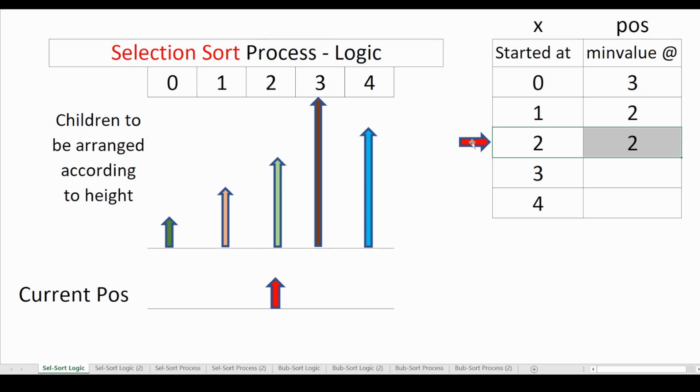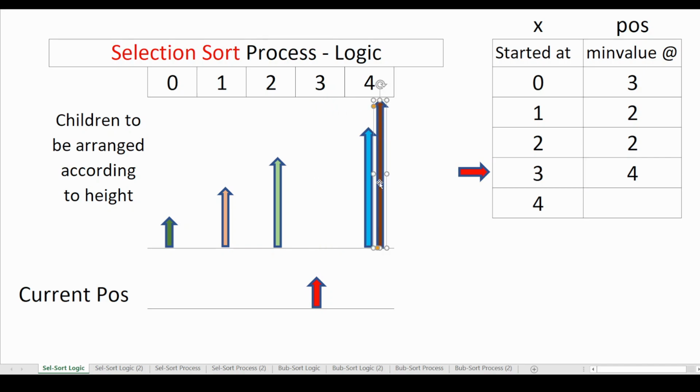So what do we do next? Next we go to position number 3. I stand beside child number 3, and try to figure out, starting from 3 till the end, where the shortest child is. The shortest child is on position number 4. So 3 is where we started from. We swap them. We swap position 3 and 4. 3 comes there, 4 goes here.